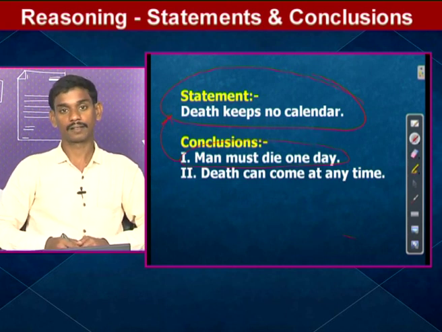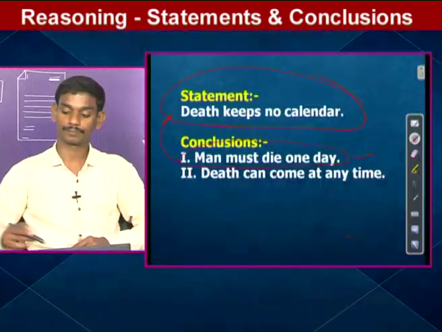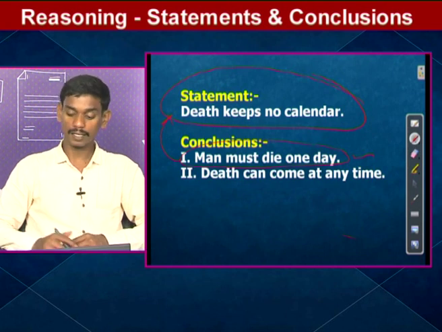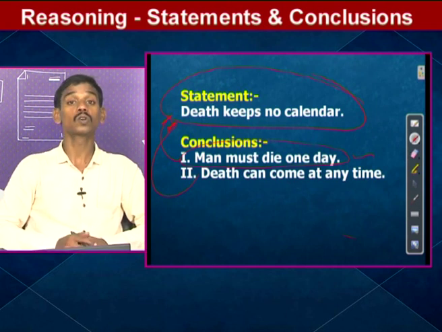For example, right now my age is 30 years. I will die somewhere, I will not live forever on earth. Man may have a 100-year life, but today we are seeing more and more pollution and eating chemicals, so we are decreasing our lifetime. So man must die one day. Yes, it is true. And come to the second conclusion, death can come at any time. Yes, this is also affected and also true.